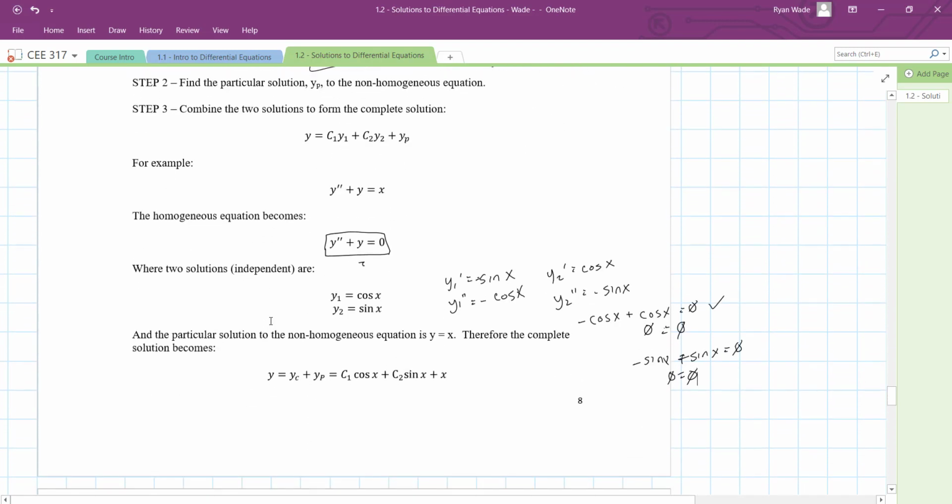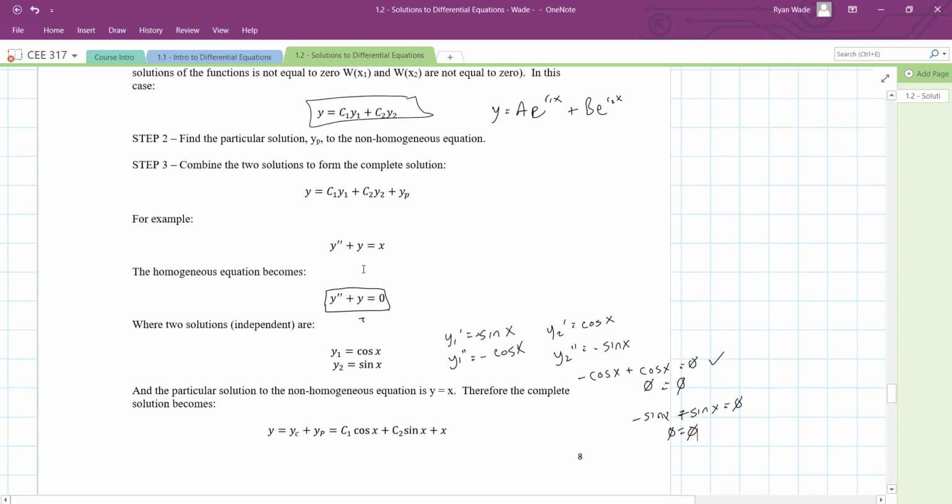Don't worry about that as long as they're not the same. We can't just say y1 is cos x, y2 is sine x. And then what we need to do is find a particular solution to the non-homogeneous equation. In this case, it's not quite simple, but it's simpler because the differential equation is simple. And we're just going to try y equals x.